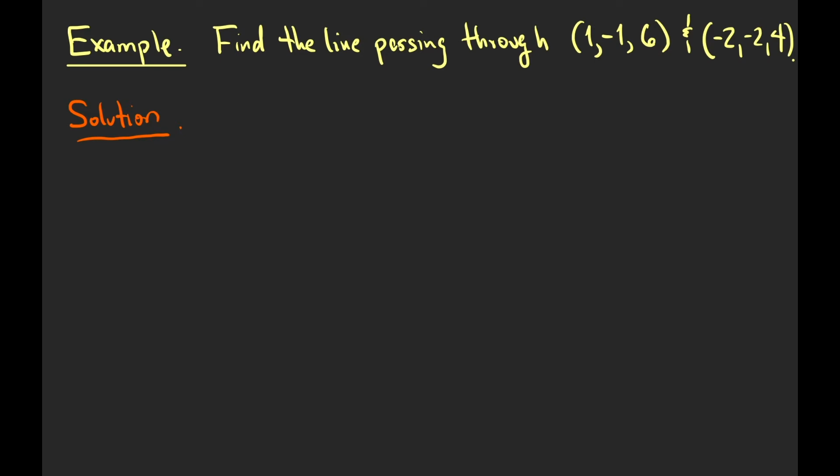Okay, let's see an example. Find the line passing through the points (1, -1, 6) and (-2, -2, 4). Let's compute the direction of the line. Let v be the vector (-2, -2, 4) minus (1, -1, 6). I did the second vector minus the first vector. Of course, you can do the first minus the second, you'll just get a different parametrization.